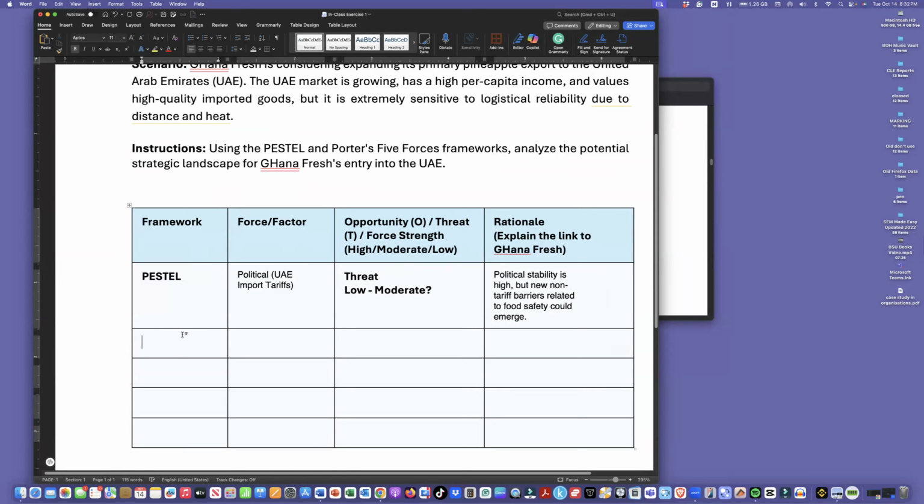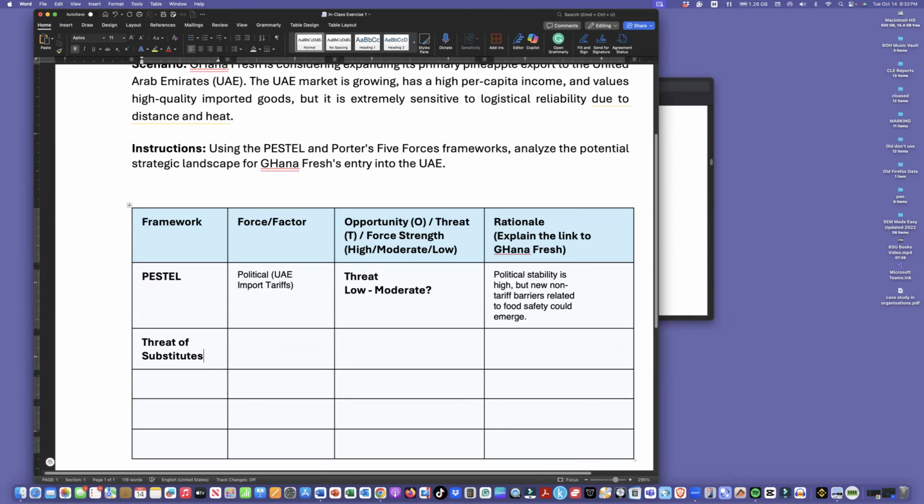Now, which other force do you want us to work on? What other force do you think will affect them, either from the PESTEL or Five Forces framework? Let's say threat of substitutes. Okay, where is it coming from? Porter's Five Forces. Okay. Threat of substitutes, is it going to be high or low?